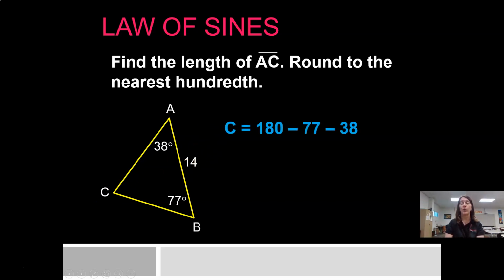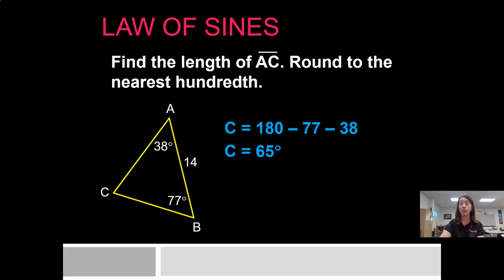Well, in order to figure out angle C, I'm going to take the total of a triangle, which is 180, and I'm going to subtract out the two angles that are already given to me, the 77 as well as the 38. Now, if you wanted to, you could add the 77 and the 38 together first, then subtract from 180. I'm just showing it as two separate subtraction problems. When I subtracted, I found out that angle C is 65 degrees. Now, that's not the question that I'm supposed to be answering right now, but I can't answer the question that's given to me if I don't know that angle C is 65 degrees.